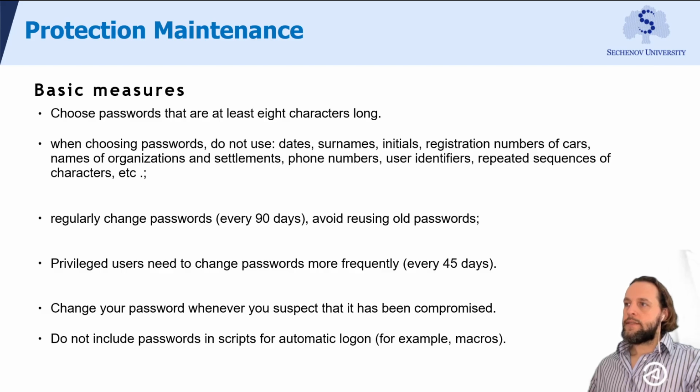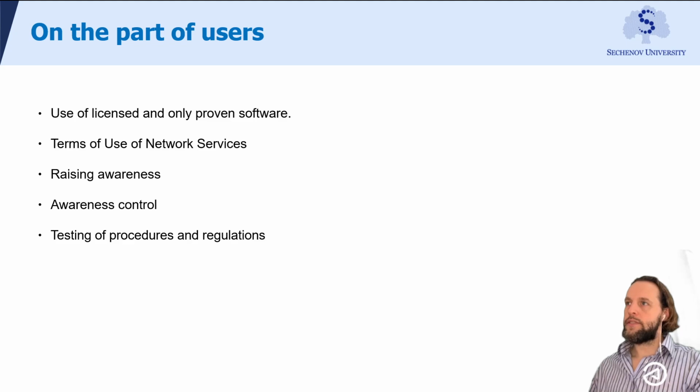In most cases, the regularity of password update should be at least 90 days, and if we're talking about privileged users with high access rights, it should be done even more frequently. If there is any possibility that this password was compromised, you should immediately change it. If you need to create some kind of automation script, you shouldn't store the password in the body of the script. It should be some kind of external service to provide these credentials to the script.